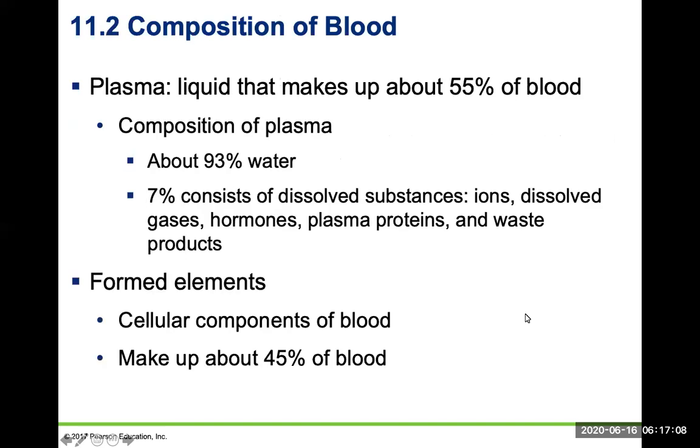It's made of plasma and formed elements. Plasma is the liquid that makes up about 55% of the blood. It's mainly water, and then 7% of it is ions, dissolved gases, hormones, plasma proteins, and waste products. The formed elements of blood are the cellular components of blood, so the red blood cells, white blood cells, and platelets, and this makes up about 45% of the blood.